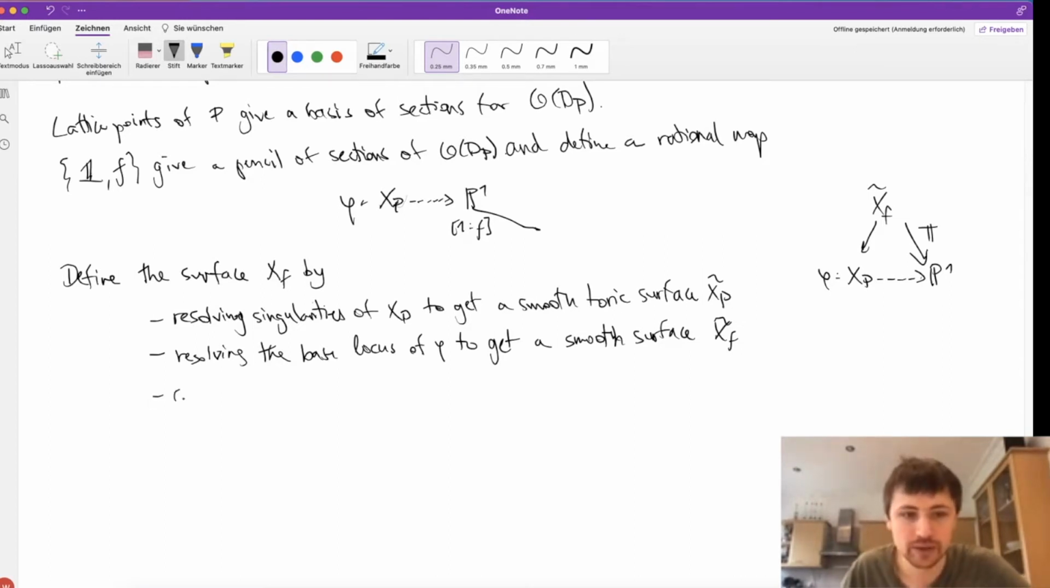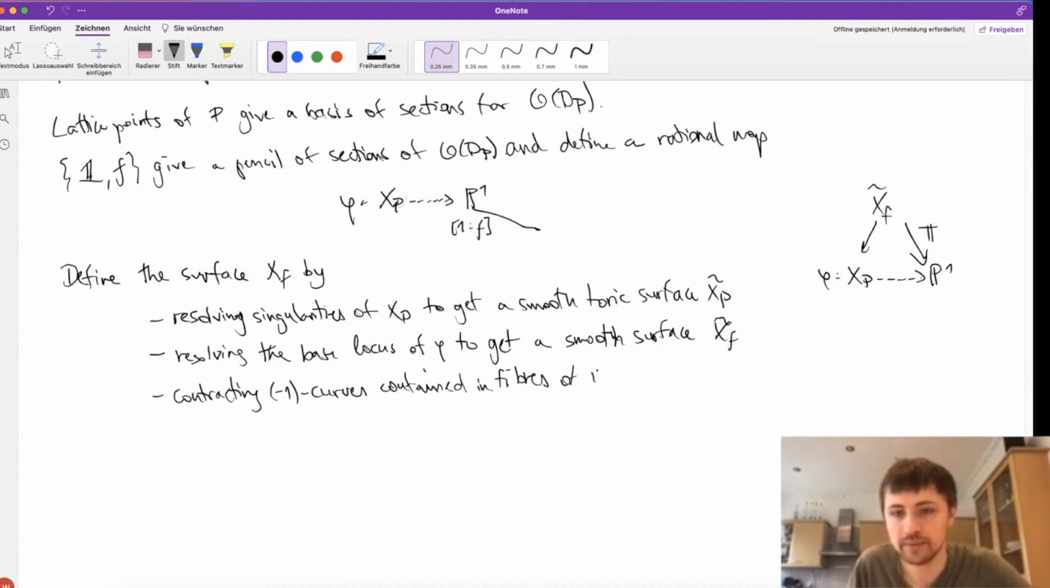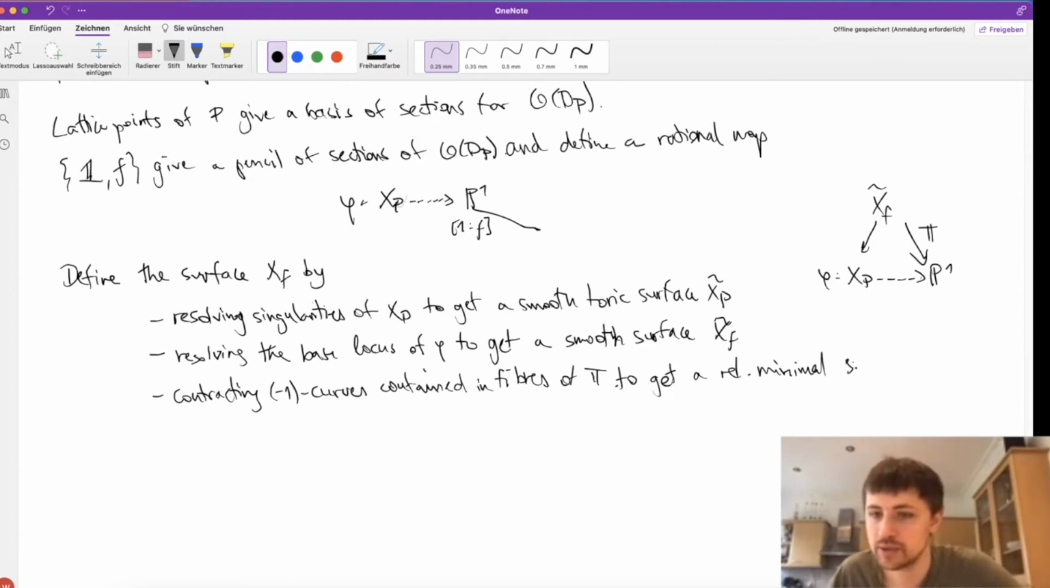And then finally I construct -1 curves contained in fibers of pi to get a relatively minimal surface X_f. Just smooth again, of course.